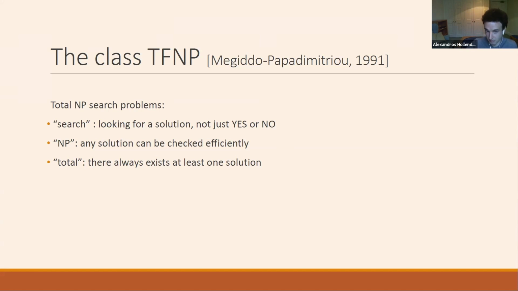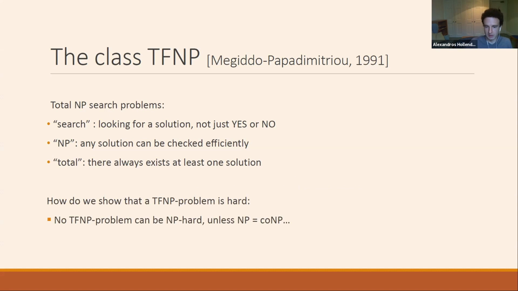This class is interesting because in a certain sense, it lies between P and NP, or rather the search versions of these classes. And so when you have problems in there that are believed to be hard, they are in a certain sense NP intermediate problems. As I said, a lot of problems in TFNP are seemingly hard. We don't know how to solve them. And so we would like to provide evidence that these problems are indeed hard. I mentioned that the first thing one might think of would probably not work. If you prove that some TFNP problem is NP hard, then you have also shown that NP equals co-NP.